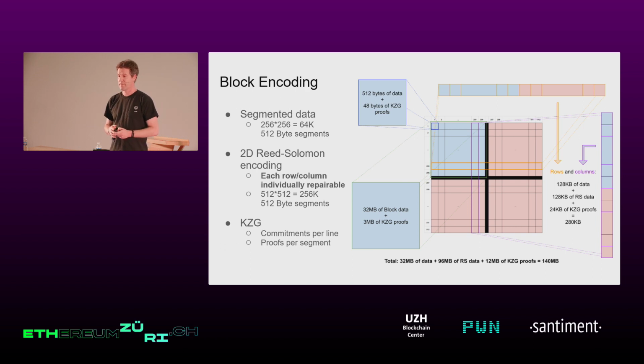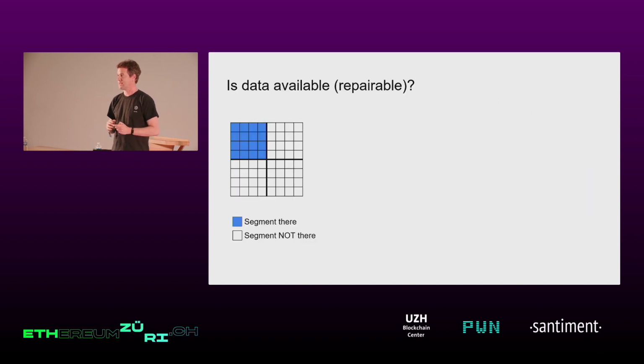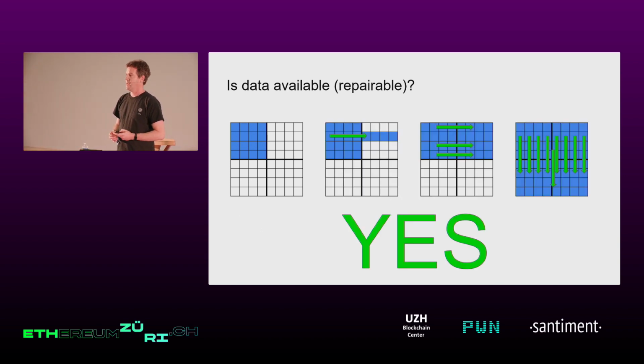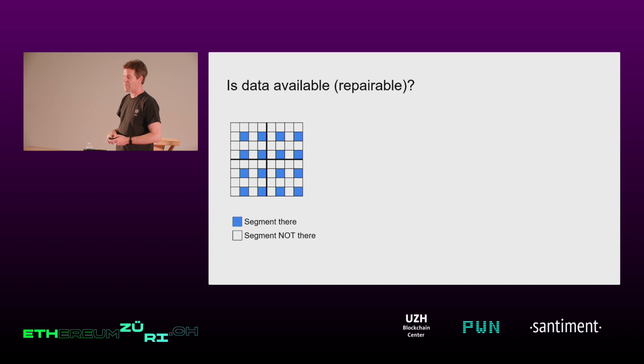Now, let's have a little quiz. Is data available if these segments are there, the blue ones, and the white segments are not there? And you would say, yes, this is the original data. This is data from which the extra data was generated. So obviously, this is repairable, and this is available. And with rows and columns, you can easily repair it. You can see, I repair the row. You can repair all the rows. From those, you can repair all the columns. And yes, it's repairable. Let's take another example.